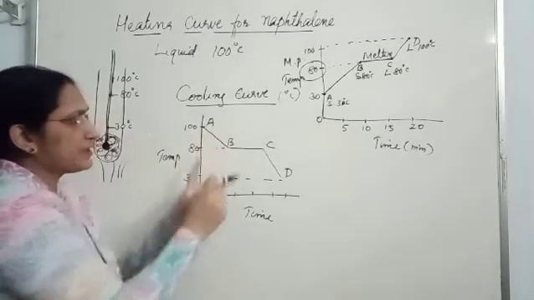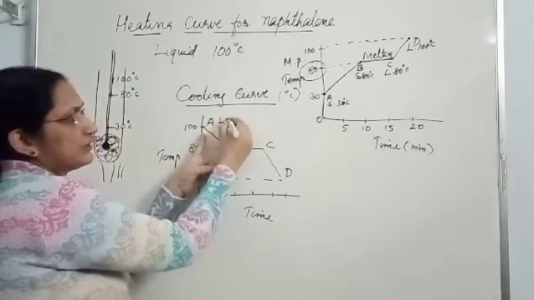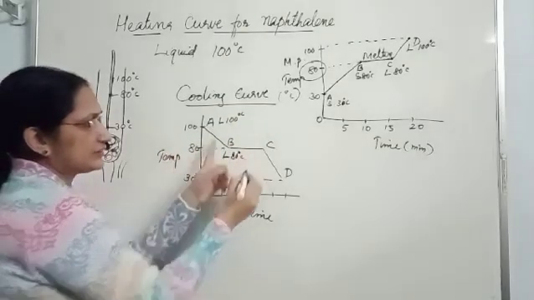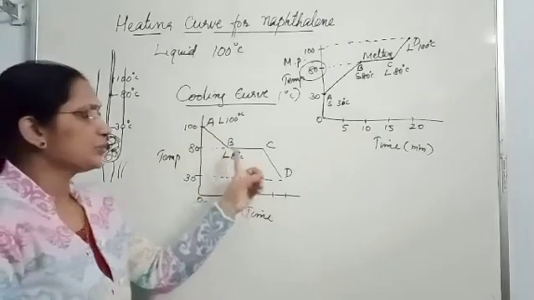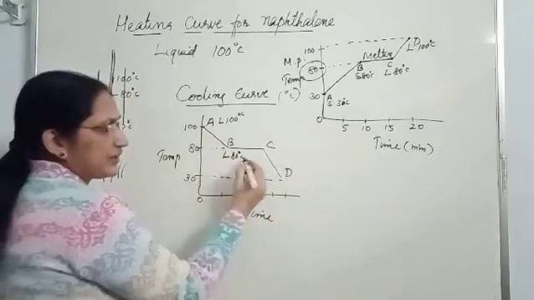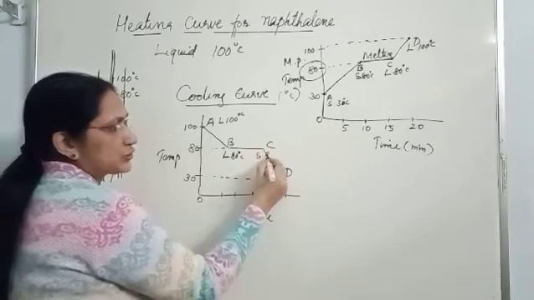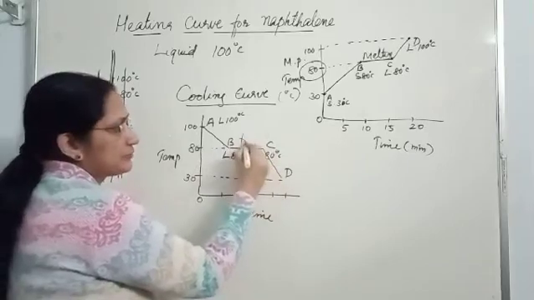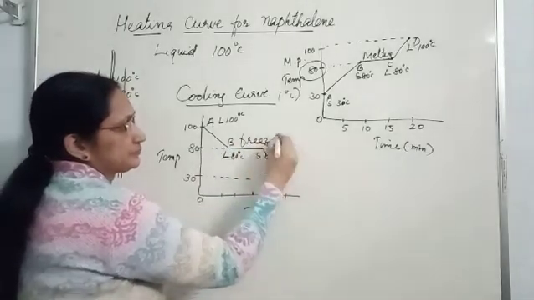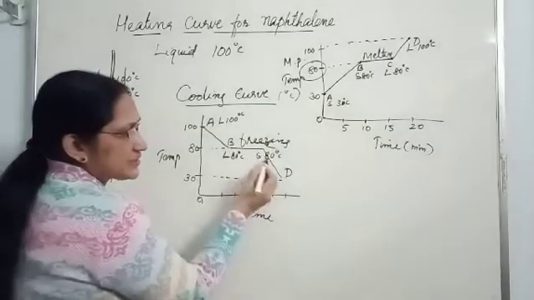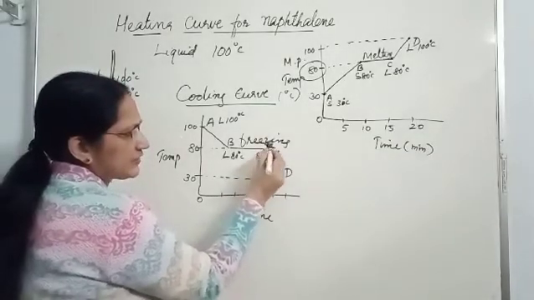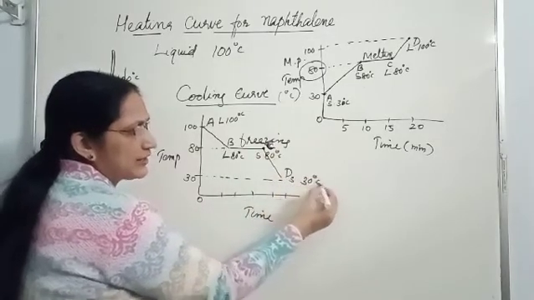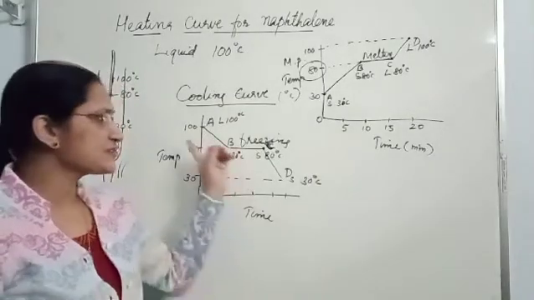During the section AB, we have liquid naphthalene at 100 degrees Celsius changing to liquid naphthalene at 80 degrees Celsius. During the section BC, liquid naphthalene at 80 degrees Celsius changes to solid naphthalene at 80 degrees Celsius. Liquid changes to solid means freezing takes place. Then during the section CD, solid naphthalene at 80 degrees changes to solid naphthalene at 30 degrees Celsius. So this is the cooling curve.